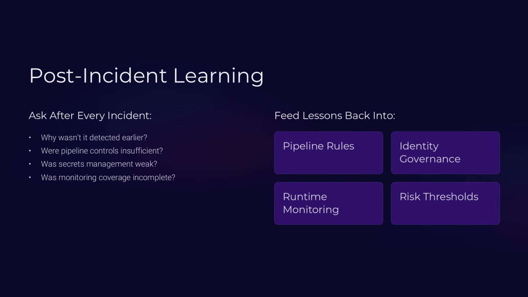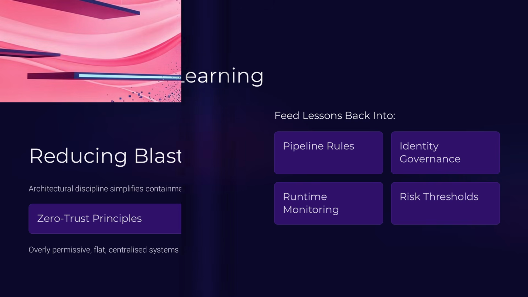Every incident provides an opportunity to strengthen DevSecOps. After resolution, you should ask, why was the issue not detected earlier? Were pipeline controls insufficient? Were secrets management practices weak? Was access control too permissive? Was monitoring coverage incomplete? Learning must feed back into updated pipeline validation rules, stronger identity governance, improved runtime monitoring, revised risk thresholds. Incident response maturity is measured by how quickly lessons become improvements.